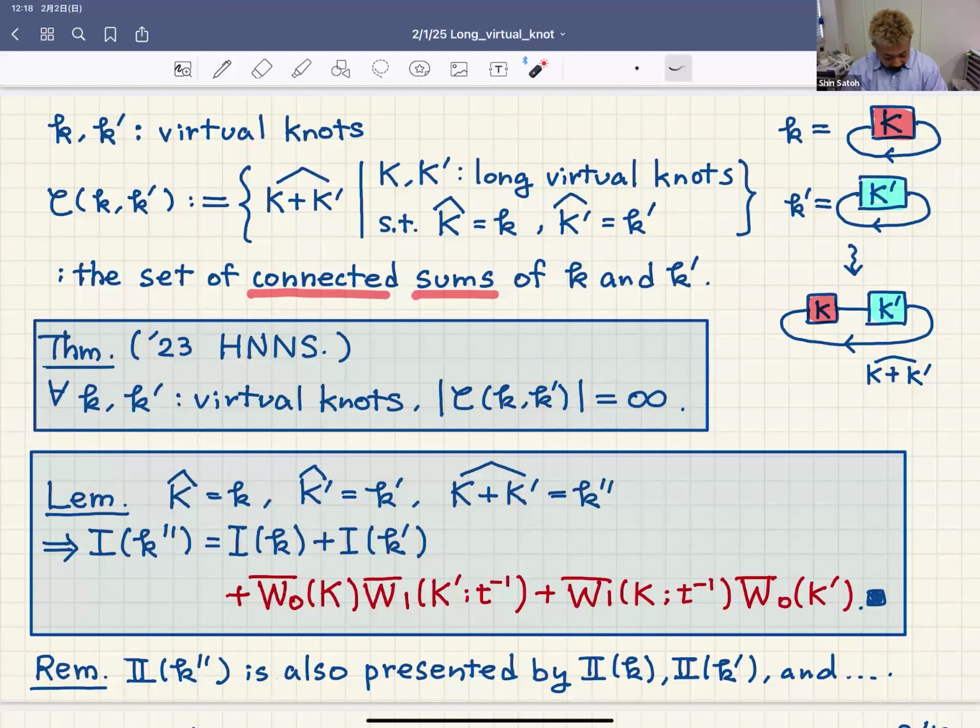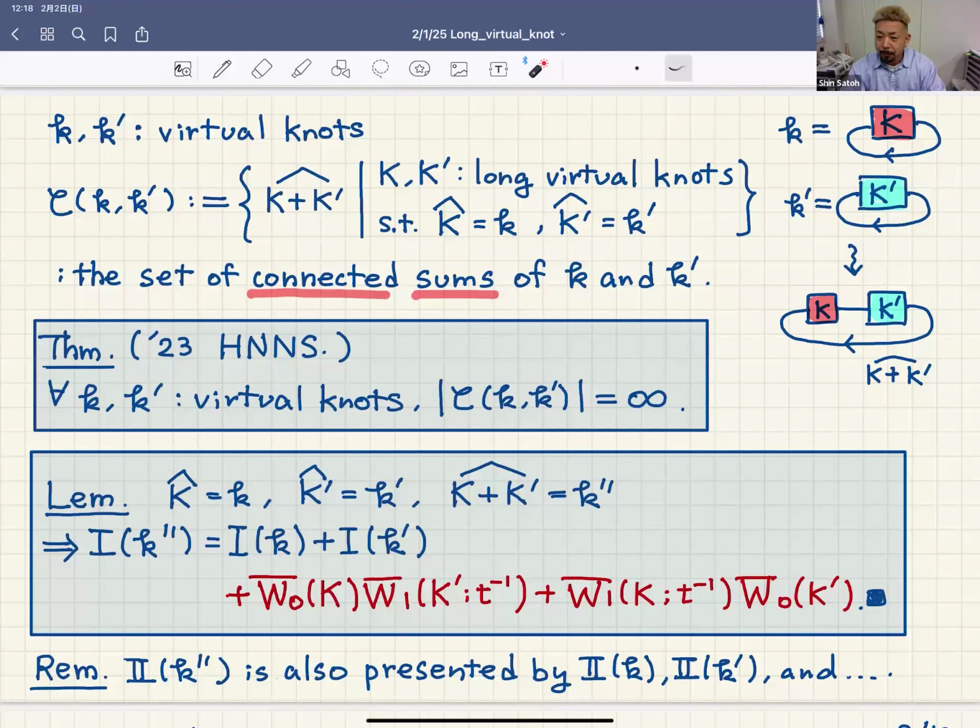We remark that the other intersection polynomials of a virtual knot, such as the second intersection polynomial, are also not additive generally. But we omit the connected sum formula here. Okay. This is the first application of polynomial invariants.